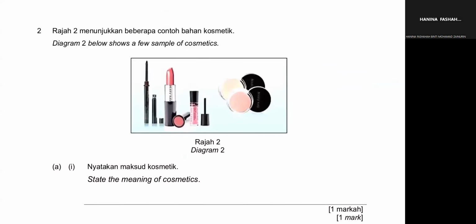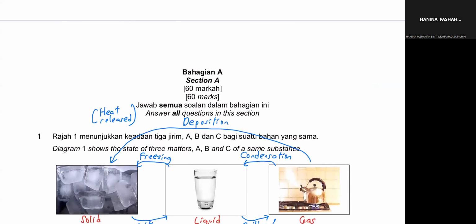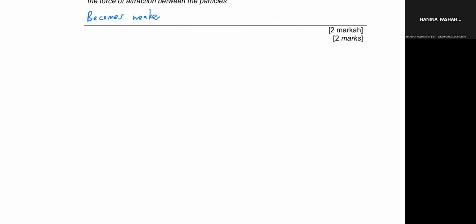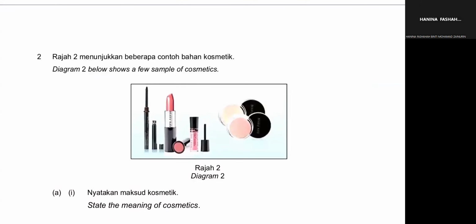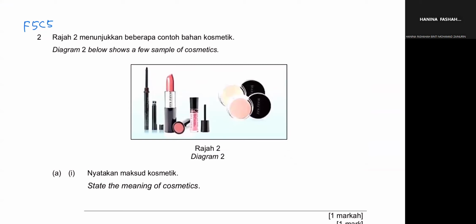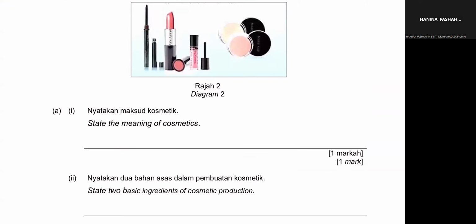Question 2. Question 1 is Form 4, Chapter 2. Question 2 is Form 5, Chapter 5. This one I have done not long ago. This one is for cosmetics. Take the meaning of cosmetic. Cosmetic, I write for you.